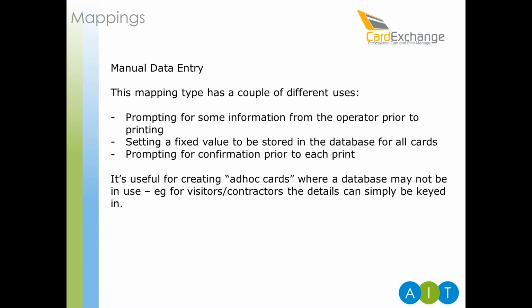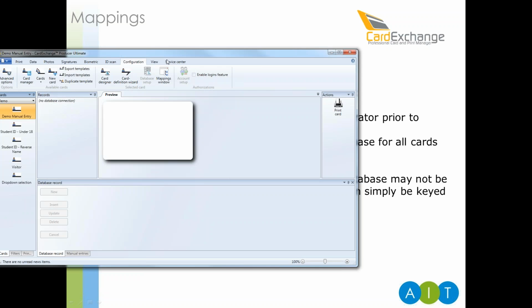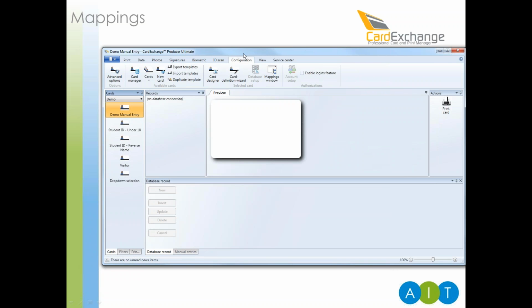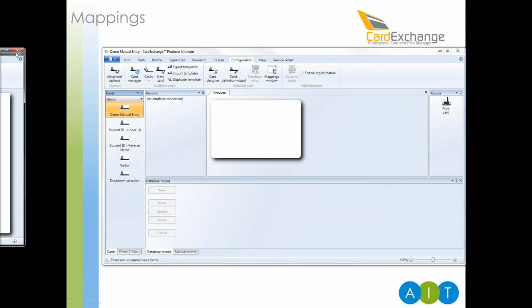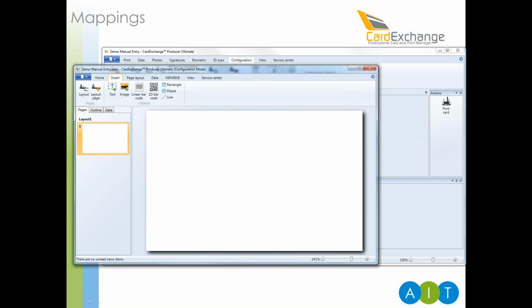And what I'll do now is jump in and do a very quick example card, which doesn't use a database connection, but instead allows the operator to key in a name and maybe an employer for a visitor card. We do supply card printers that can erase cards and then reprint them so they can be reused in future. This is quite a useful thing if you want to do that. So what I'm going to do here is jump into the card designer and I'll pull that across onto my screen for you to see.